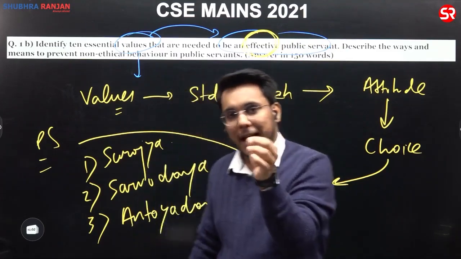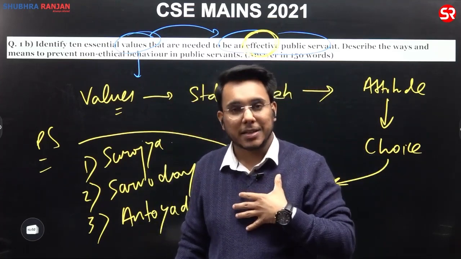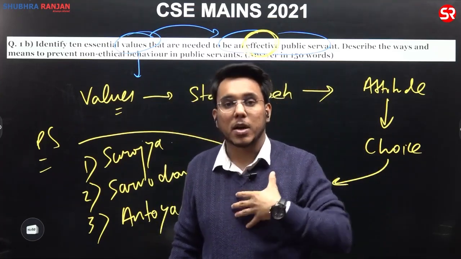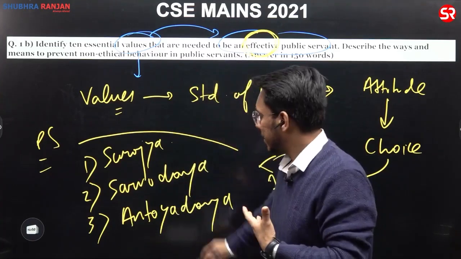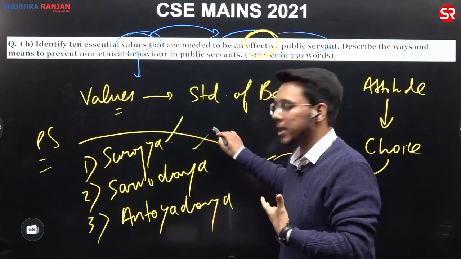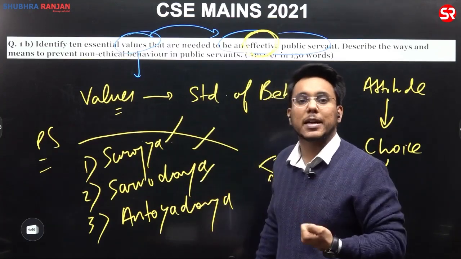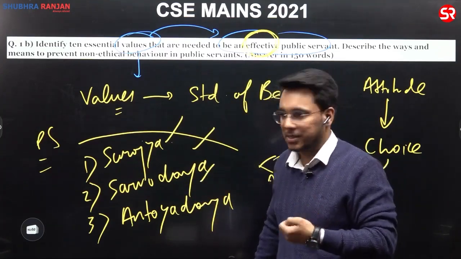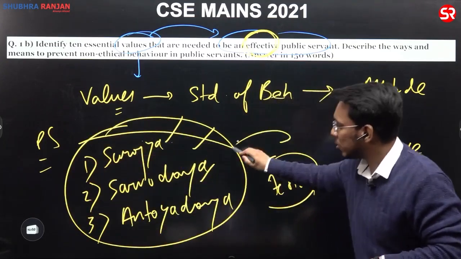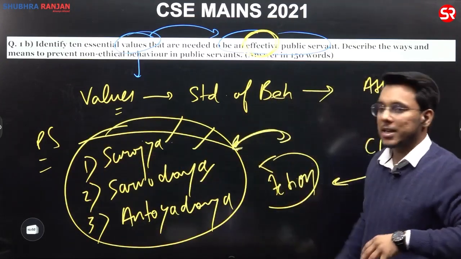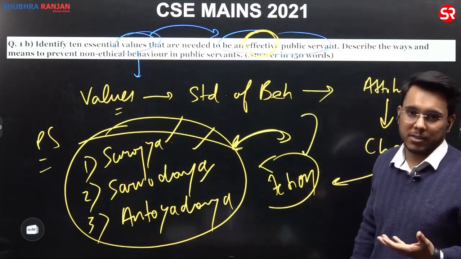So, देखो, the state has a vision. The state has a particular motto that is there. Now, what is the vision of a state? Surajya, good governance. Sarvodaya, everybody's welfare. Antyodaya, the welfare of the deprived, the most vulnerable ones. Now, the civil servants whose actions correspond to this, that civil servant will be an effective civil servant.